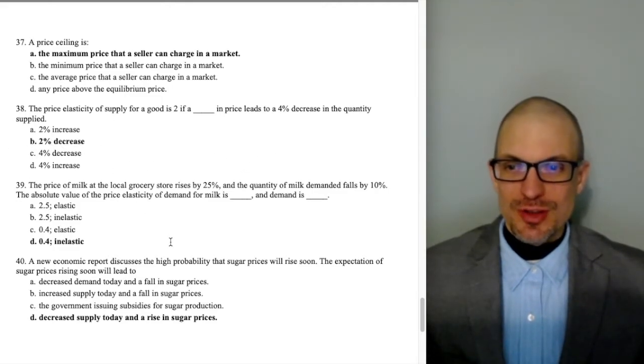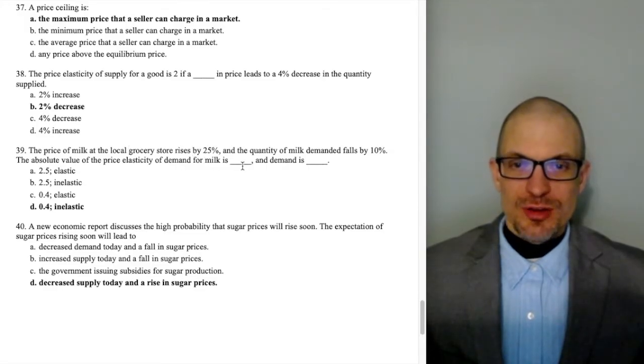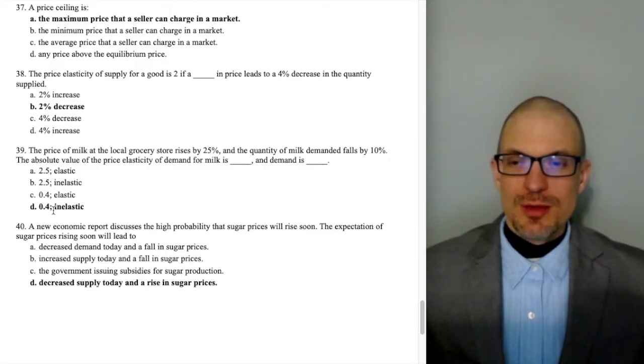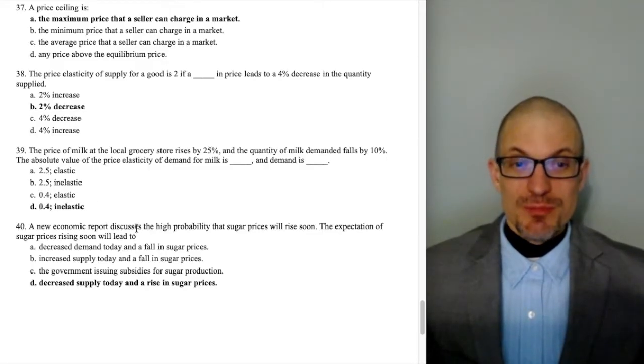So minus 4 divided by minus 2 equals 2. Yeah, a 2% decrease. Price of milk in the grocery store rises by 25%. Quantity demanded of milk falls by 10%. What's the absolute value price elasticity of demand? So it's going to be 10 divided by 25, which is 0.4. And that's inelastic. Aren't you glad there wasn't the midpoint formula?